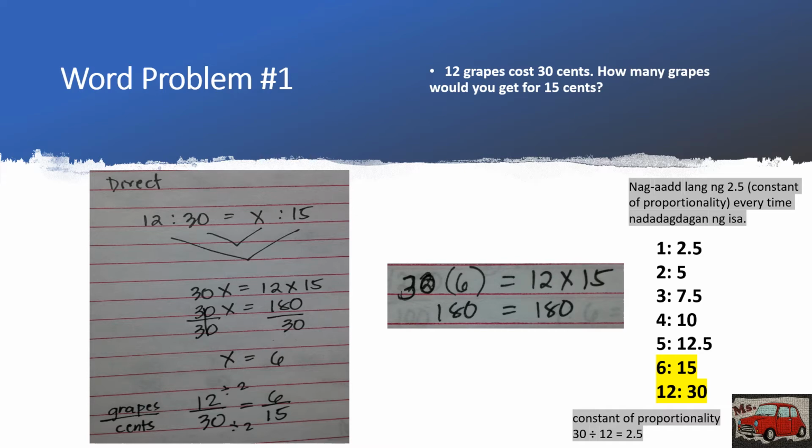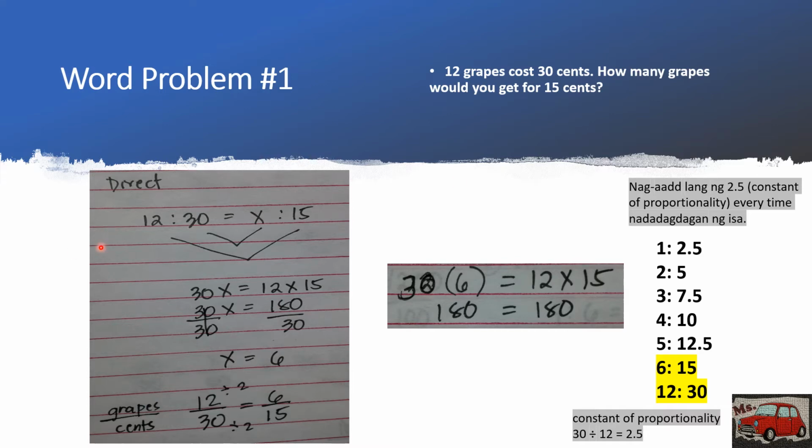Okay, so hahanapin natin kung ilan na lang daw grapes ang makukuha natin or mabibili natin in 15 cents kung sa 12 grapes, it costs 30 cents. Okay? So, in this scenario, the proportion is direct. Why? Kasi yung dalawang items na meron tayo is yung grapes o yung prutas and then yung cost niya. Remember, the more fruits na bibilhin natin, ibig sabihin, the higher the cost. So, parehas silang nagtataas. So, that's why it's direct proportion.